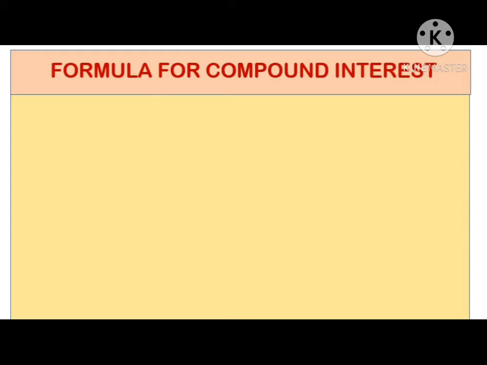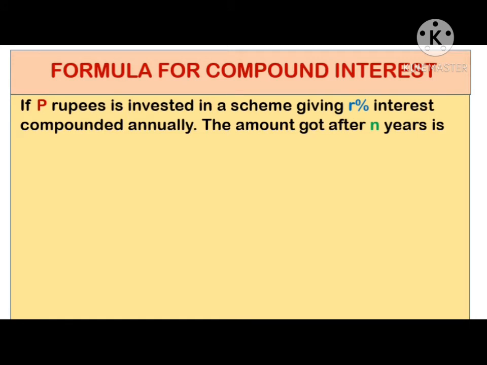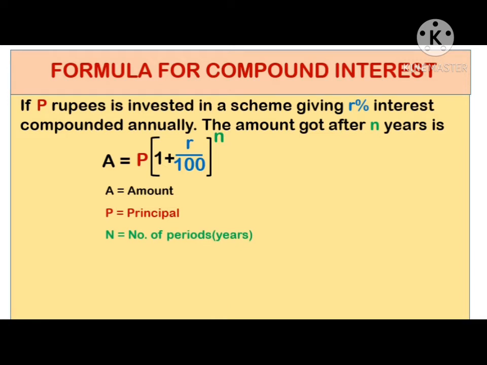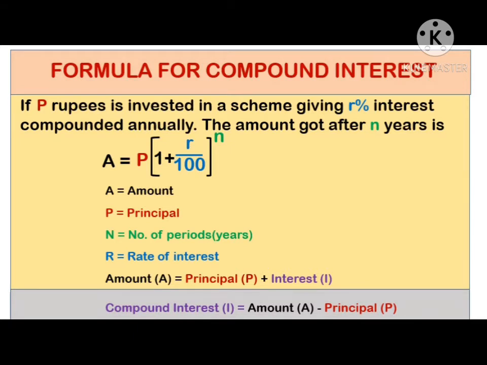In general we can say if P rupees is invested in a scheme giving R percentage interest compounded annually, the amount got after n years is A equal to P into (1 plus R by 100) all raised to n. And you know, A stands for amount, P is the principal, n is the number of periods, R is the rate of interest. And you know amount A equals principal P plus interest I. Therefore we can say compound interest equals amount minus principal.